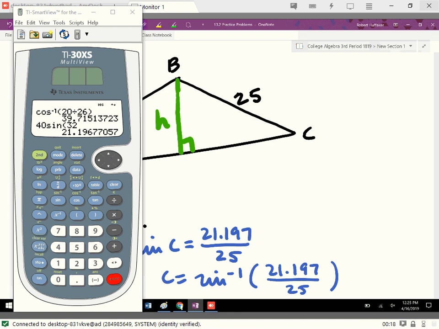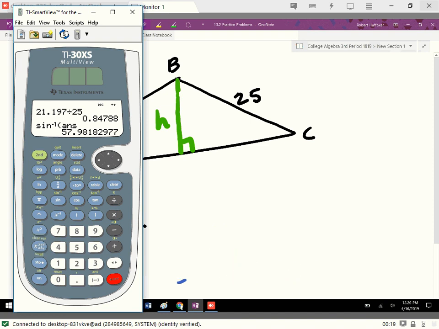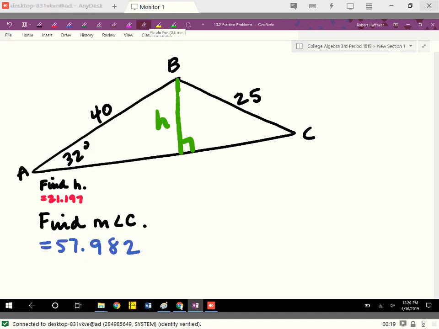All right, I've got the calculator. I'm going to take 21.197 divided by 25, and then take inverse sine of that. I did it in the wrong order, but you can do inverse sine of the answer, which is what 21.197 divided by 25 is. And I'll get 57.982. I'm just going to clear all this out. 57.982. See that I've got it written up here.